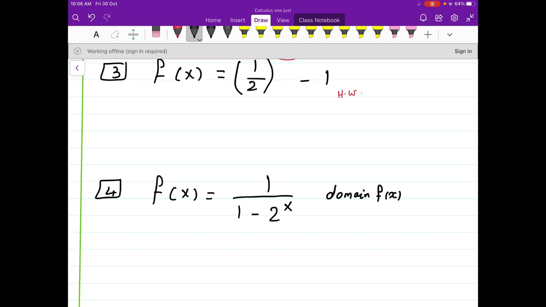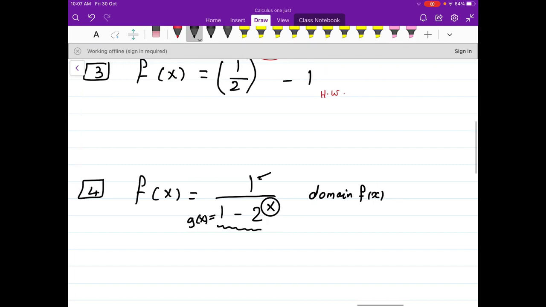You have a rational function, so the domain is the intersection with the domain of the function 1 minus 2 to the power x, and the domain is R since the exponent is x, except the zero of g(x), where g(x) equals 1 minus 2 to the power x. So what is the domain of f(x)? R except 0. Why do we except 0?